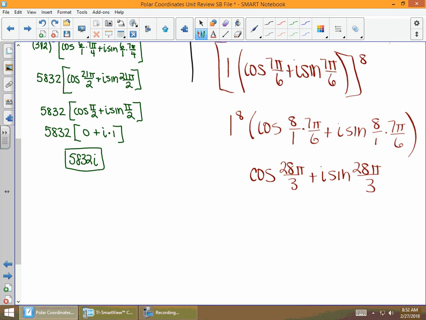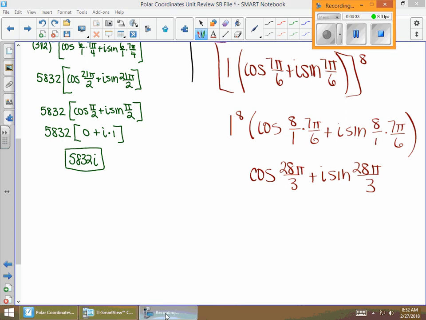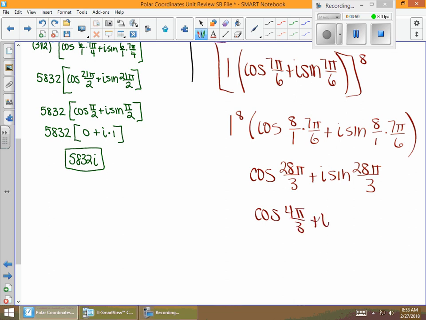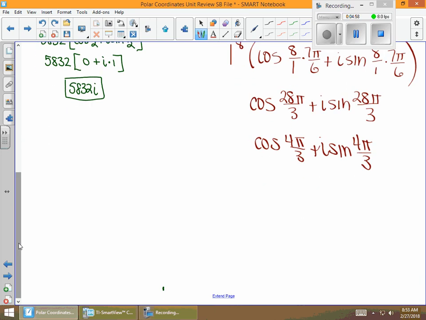So you're going to take that 28 pi over 3 and you're going to subtract 2 pi. So hopefully you subtracted 2 pi 4 times, I think is how many times I did it. And I ended up with 4 pi over 3. And since we had a 1 out front, we don't have any numbers to multiply in. So we just need cosine of 4 pi over 3.